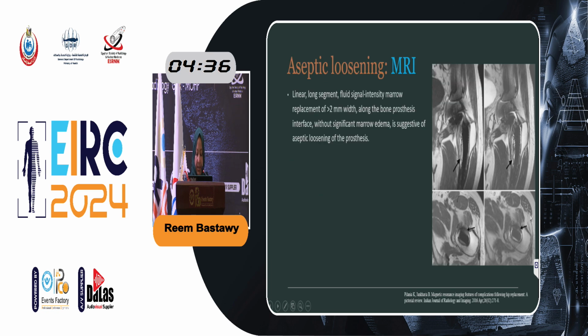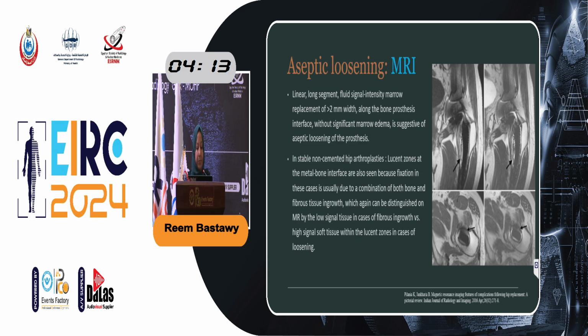By MRI, this lucency is revealed to be of fluid signal, linear fluid signal along the bone-metal interface exceeding 2 mm in thickness with absence of bone marrow edema. This is suggestive of aseptic loosening. If the bone marrow edema is extensive, of course we will think of infection as a cause of the loosening.